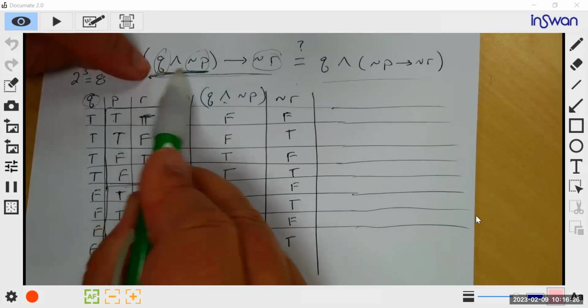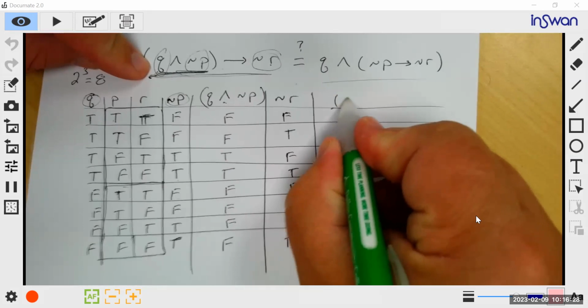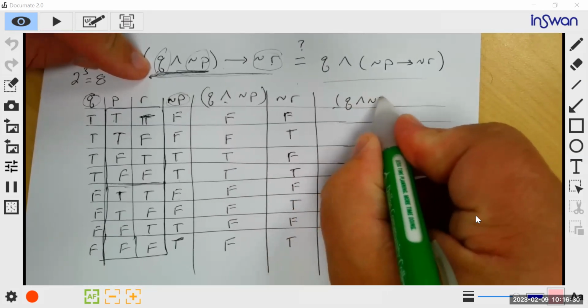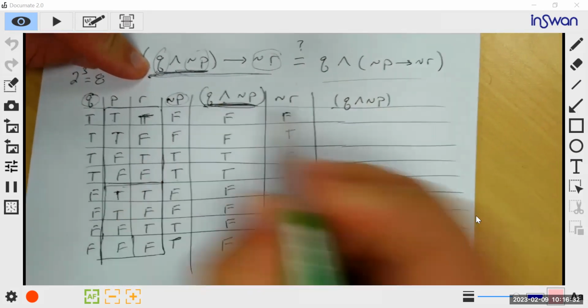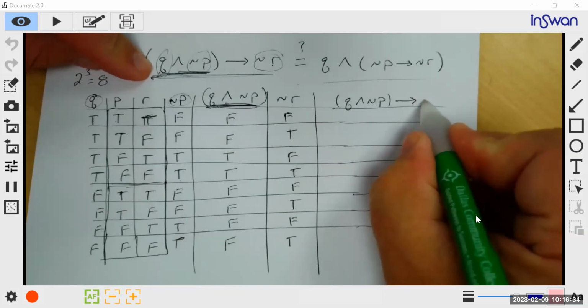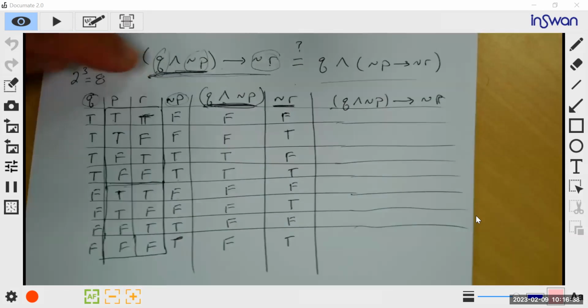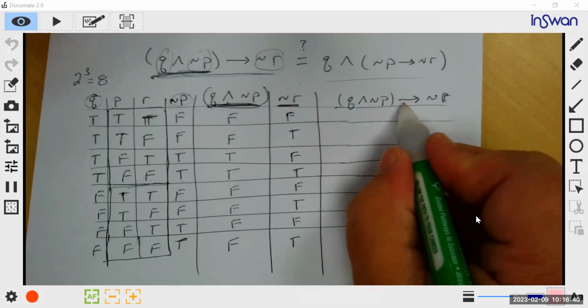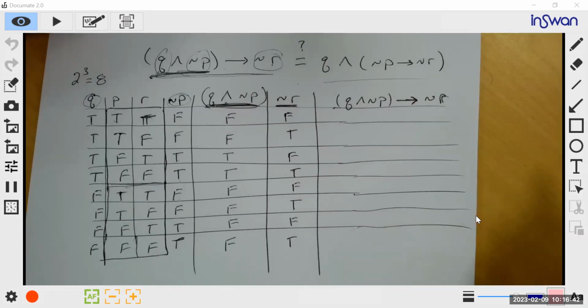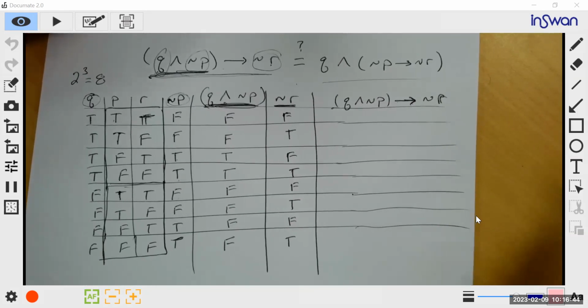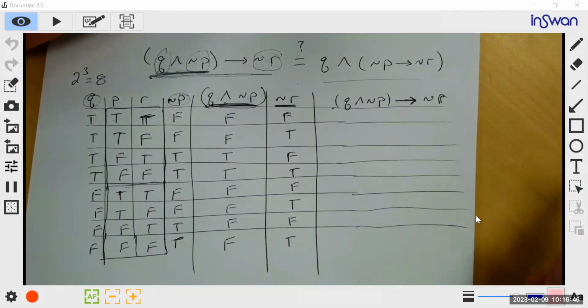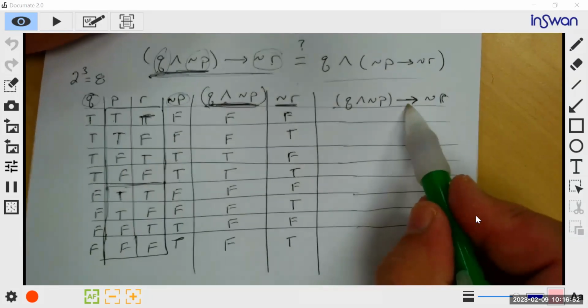Do we have all the pieces of this puzzle? We have the Q and not P. That's this column. And we have the not R. That's this column. Now we could do a conditional if then. What picture do we use for the if then statement? For that statement.